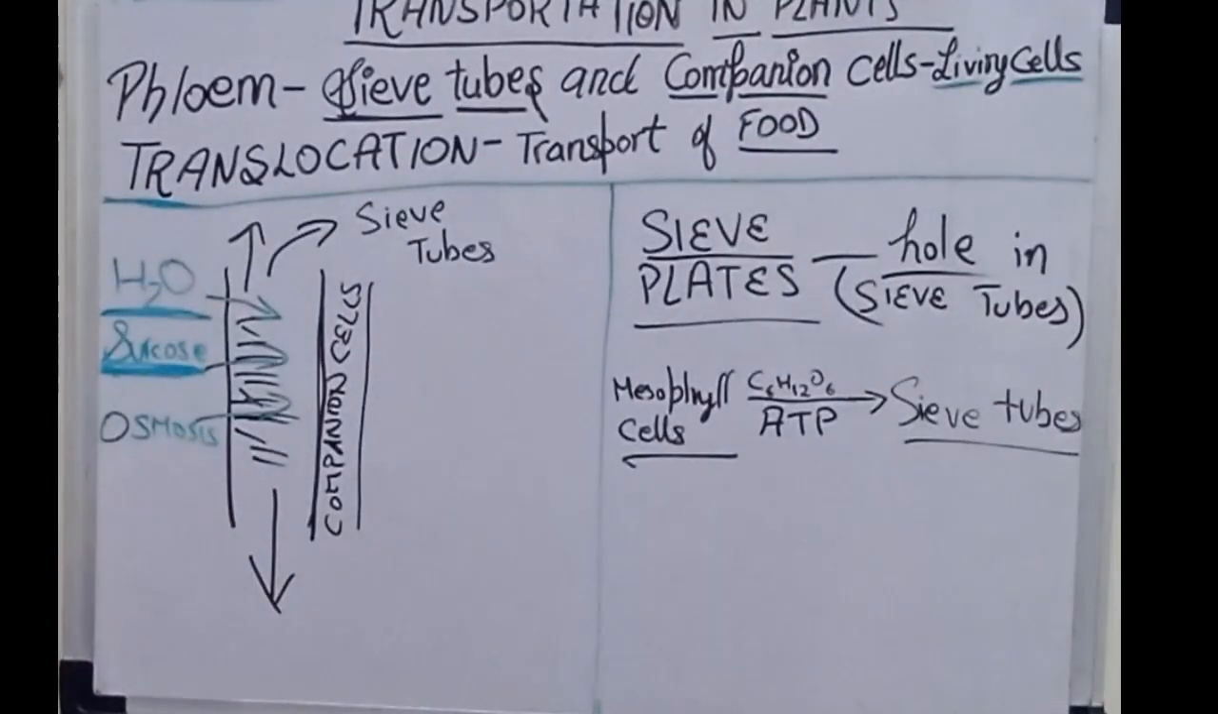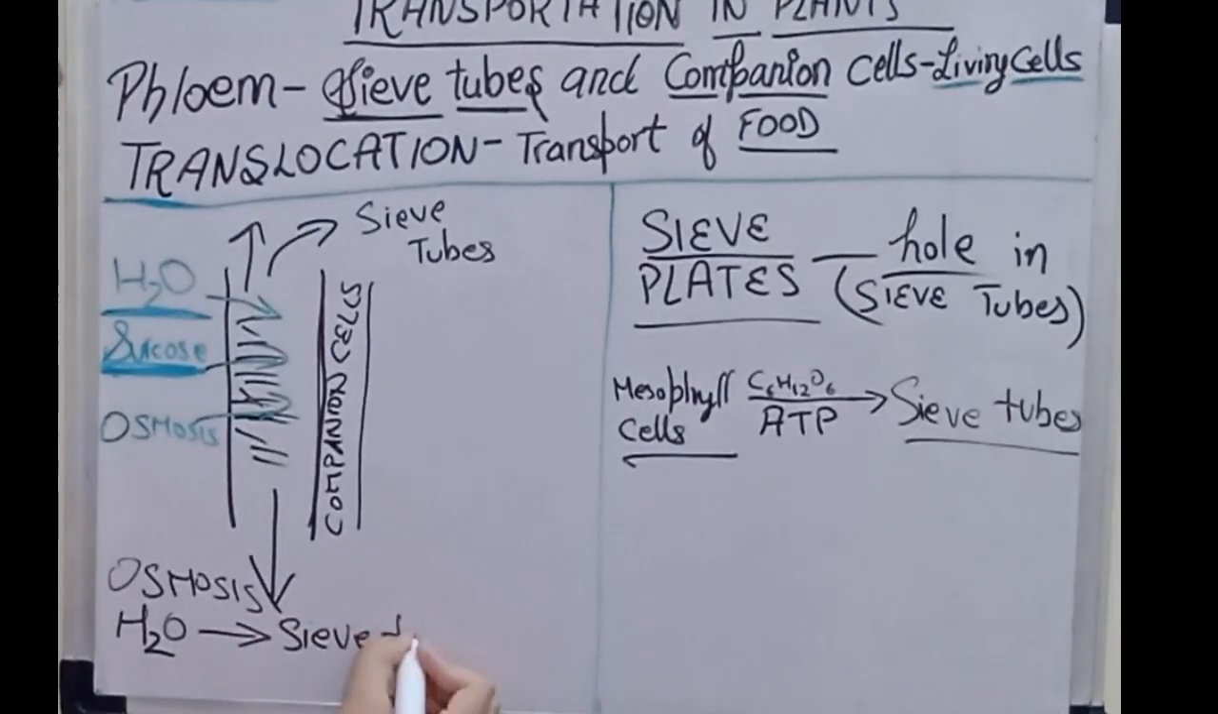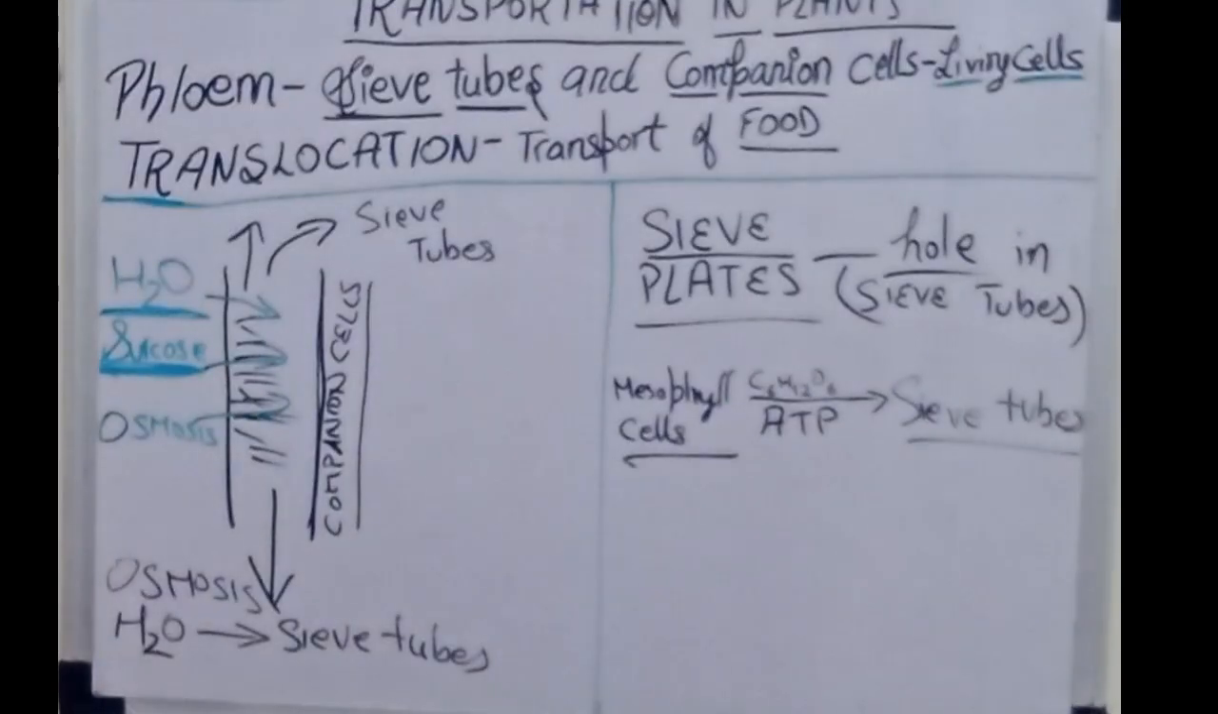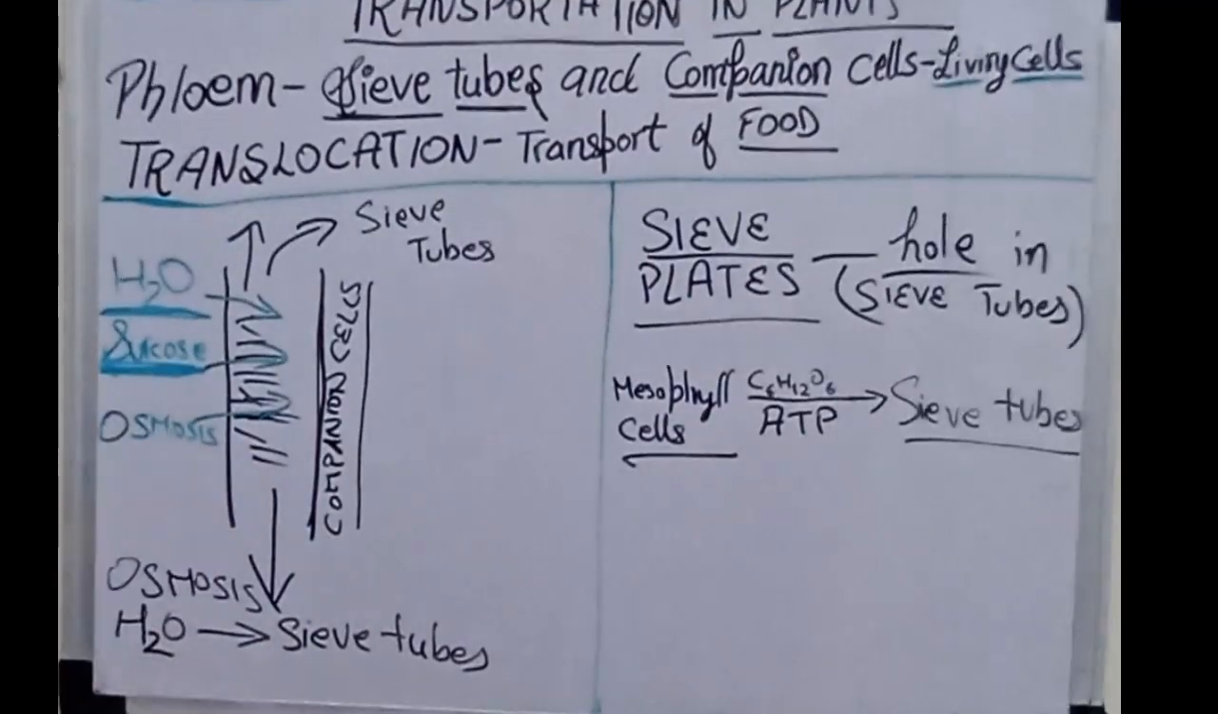I don't know whether it's visible or not, so let me write it down with this marker as well. Osmosis: H2O into sieve tubes. Now I'm writing in a sign language type of language here, but in your exams you need to elaborate it, meaning don't use symbols like this. So water or sucrose is transported into sieve tubes by the process of osmosis.